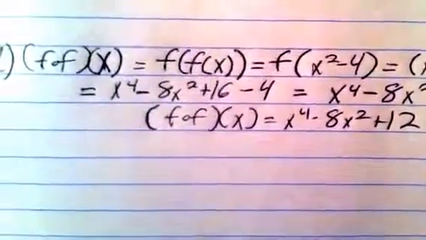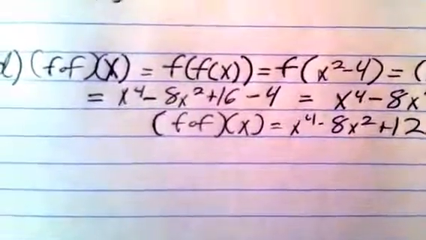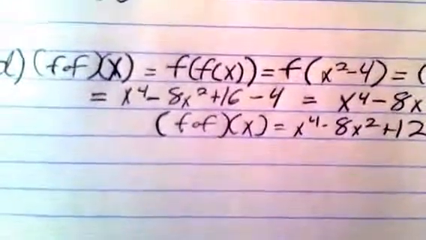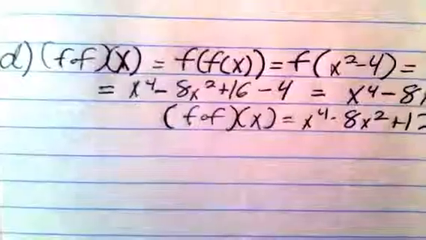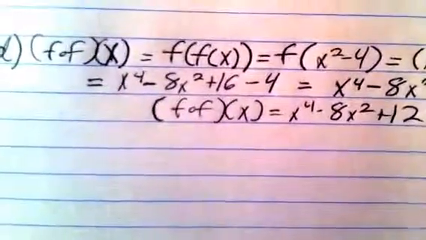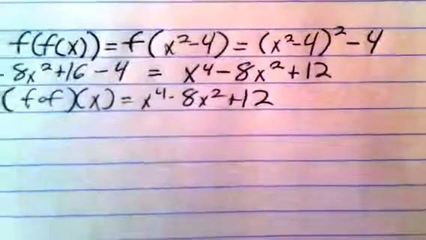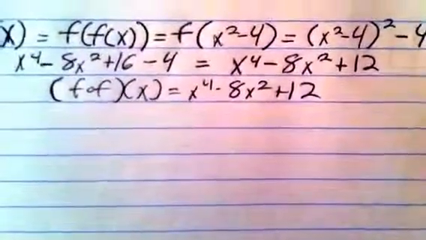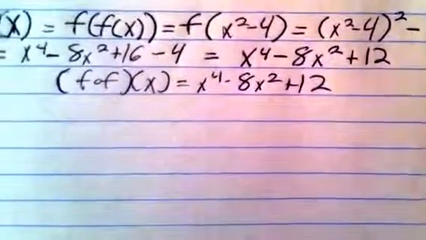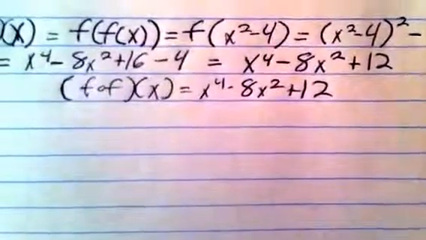We simplify that by multiplying out x squared minus 4 squared to get x to the 4th minus 8x squared plus 16, and subtracting the final 4. Further simplified, that is x to the 4th minus 8x squared plus 12. So f evaluated at f of x equals x to the 4th minus 8x squared plus 12.